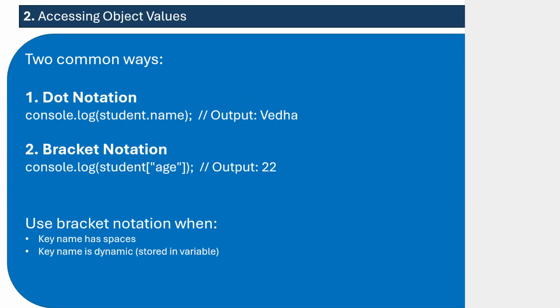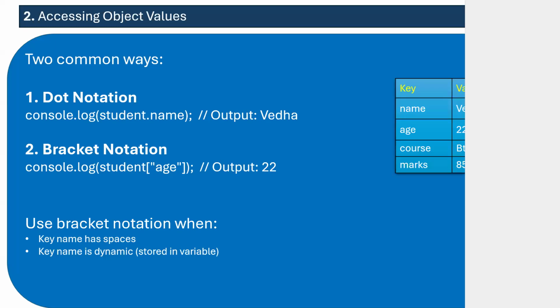Next, we have seen accessing the object element. We can access the object element in two ways: dot notation and bracket notation. You know when to use which one, right? I just want to hear the answers from you. Which one is recommended, dot or bracket notation? If the key has two names, if the key has more than one word with spaces, then always you'll go with bracket notation.